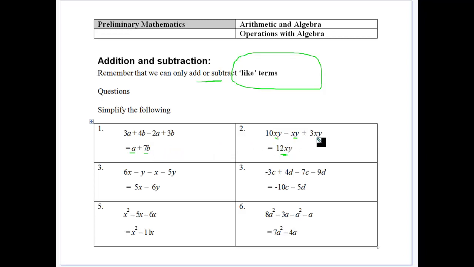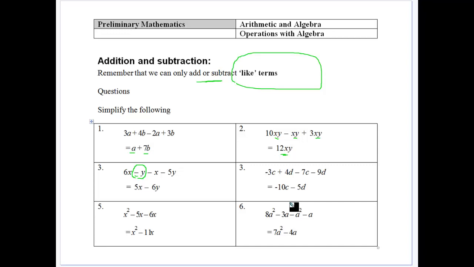xy is a like term, so we just collect them. 10 minus 1 gives us 9 plus 3, remembering our order of operations obviously. This one, 6x minus x gives us the 5x, minus y minus 5 gives us minus 6. Remember, the sign is the one that's in front, so we've got to make sure we're using the sign in front of it. Minus 3 minus 7 gives us the minus 10. 4 minus 9 gives us minus 5.